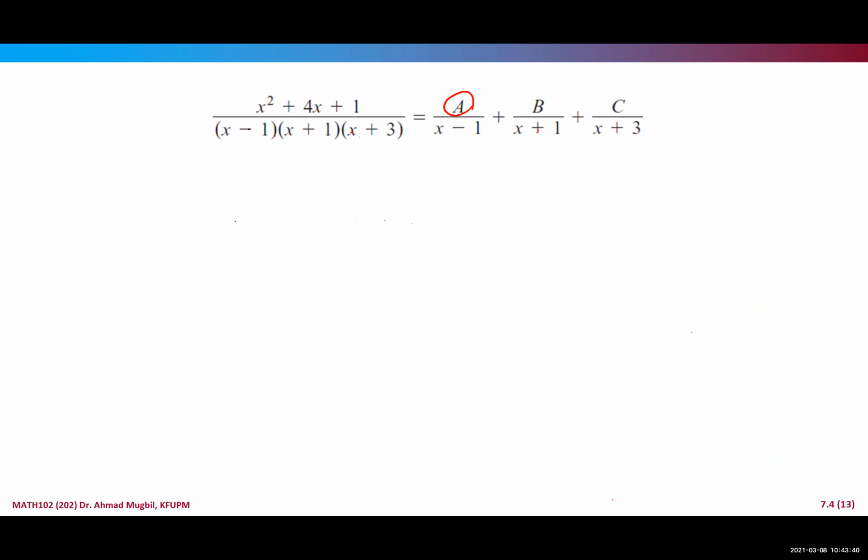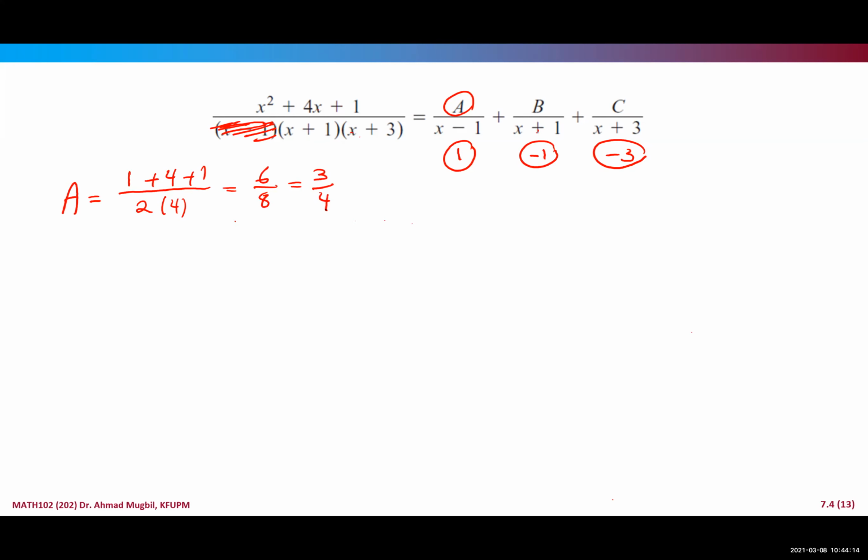So cover it here. Forget about it. Now a will be equal to what? What is the zero here? It is 1. Here it is -1. Here it is -3. Now to find a, just substitute here by 1. So a will be 1 plus 4 plus 1 over 2 times 4. Am I right? It is 6 over 8. It is 3 over 4.